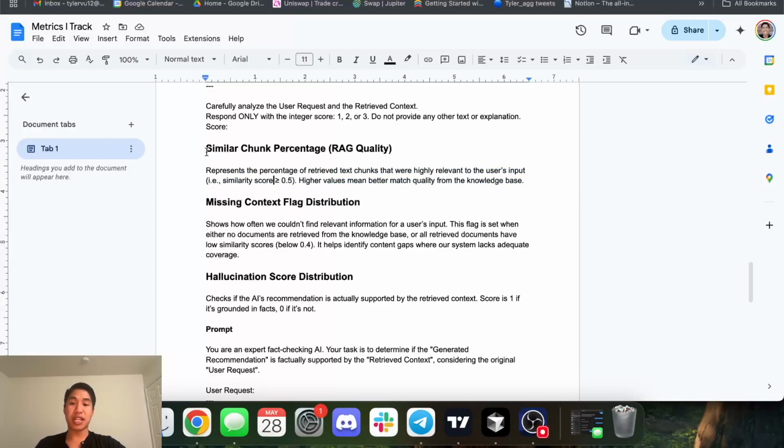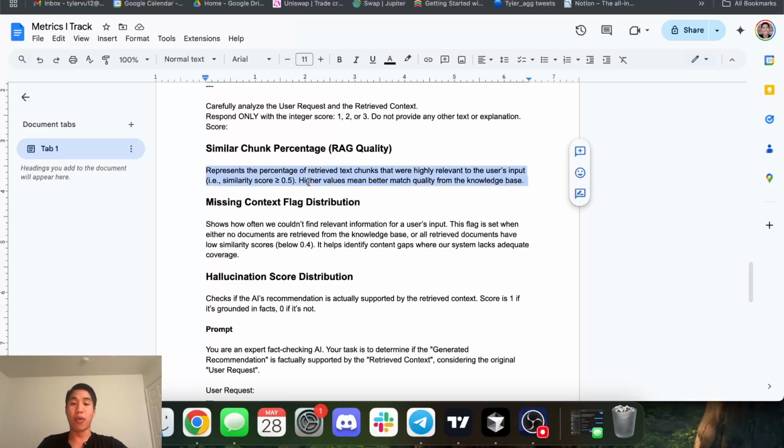So yeah, the next metric I like to track is similar chunk percentage. This is the percentage of retrieved chunk text that was highly relevant to the user's input. When you retrieve embeddings using a vector store, you get a similarity score. So we like to check if the similarity score is 0.5 or higher, and that's what we deem as highly relevant, quote unquote.